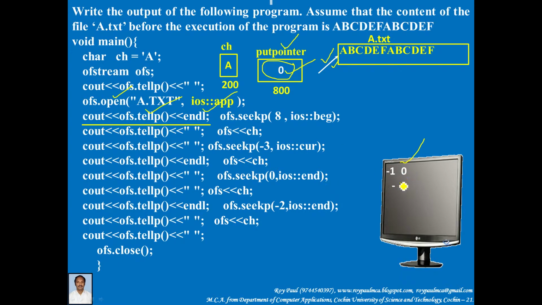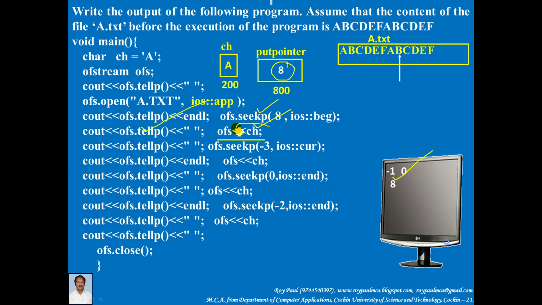Endl means the cursor goes to next line. So seekp changes the file pointer, and how does the change occur? From the beginning of the file, the pointer is moved by 8 characters forward. So the beginning of the file means put pointer contains 0. So 0 plus 8. Now your put pointer contains 8. And what is the meaning of this 8? This is the new position of the file pointer from the beginning. So which means your file pointer will be here. After this, next statement, tellp returns the current value for put pointer, so you get the answer 8.